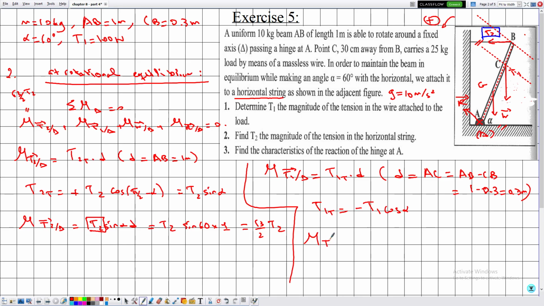Now the moment of T1 about delta is equal to minus T1 cosine alpha multiplied by D, which is equal to minus 100 multiplied by cosine 60, which is half, multiplied by the distance D, which is 0.7. So this is equal to minus 35 Newton meter.